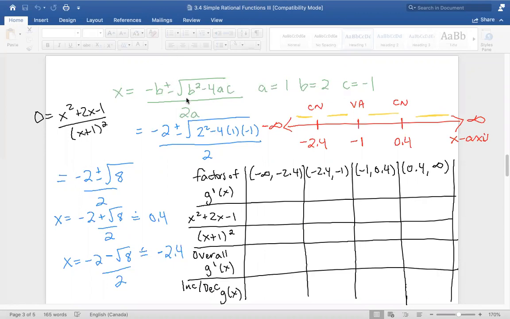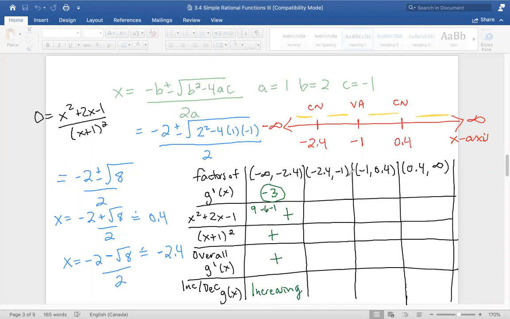Let's do this. For smaller than -2.4, -3 kind of makes sense to me. Just be careful if you want to write this out. -3 squared is 9, and then -6, and then -1. So I'm still going to be positive. -3 plus 1 would be -2, but -2 squared would be positive. So a positive, again, this is a quotient. Dividing by a positive is positive. So here I'm increasing over this interval of the function.